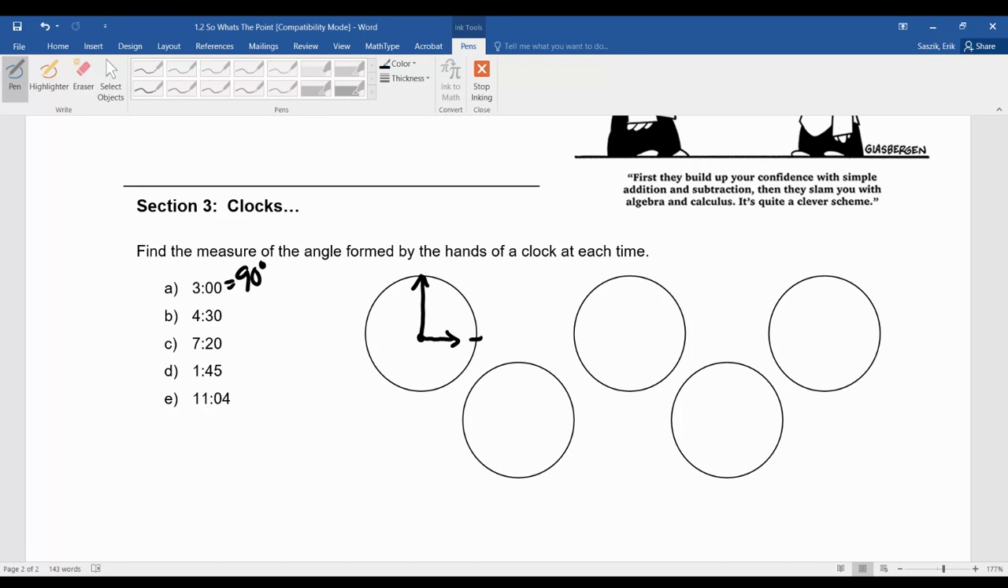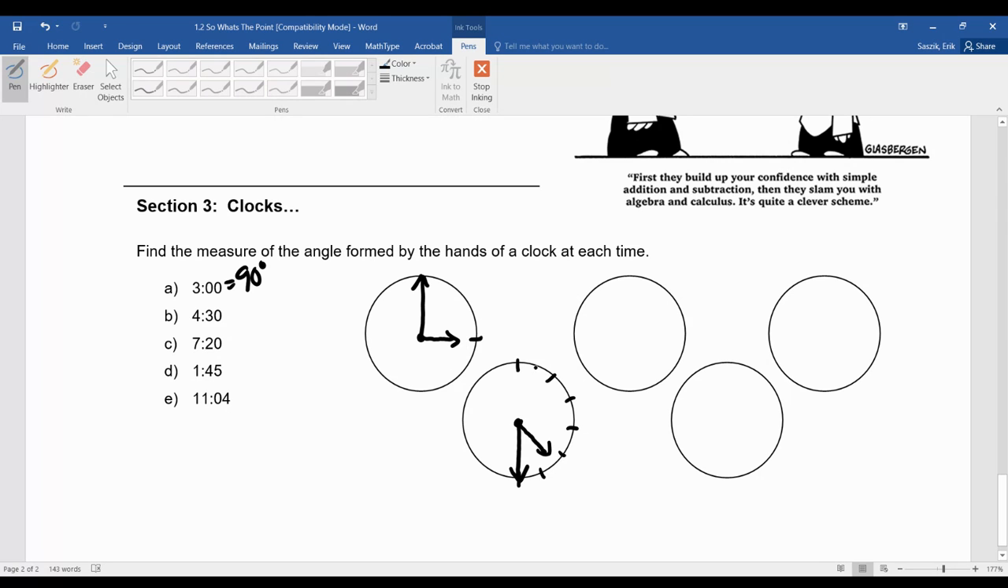So B, for example, most of you can probably guess that one as well. Again, your clock doesn't have to be perfect, but you don't want it to be bad either. 4:30, let's think about that. So at 4:30, the minute hand would be pointing straight down, there's the 4. The hour hand would be exactly in the middle between the 4 and the 5.